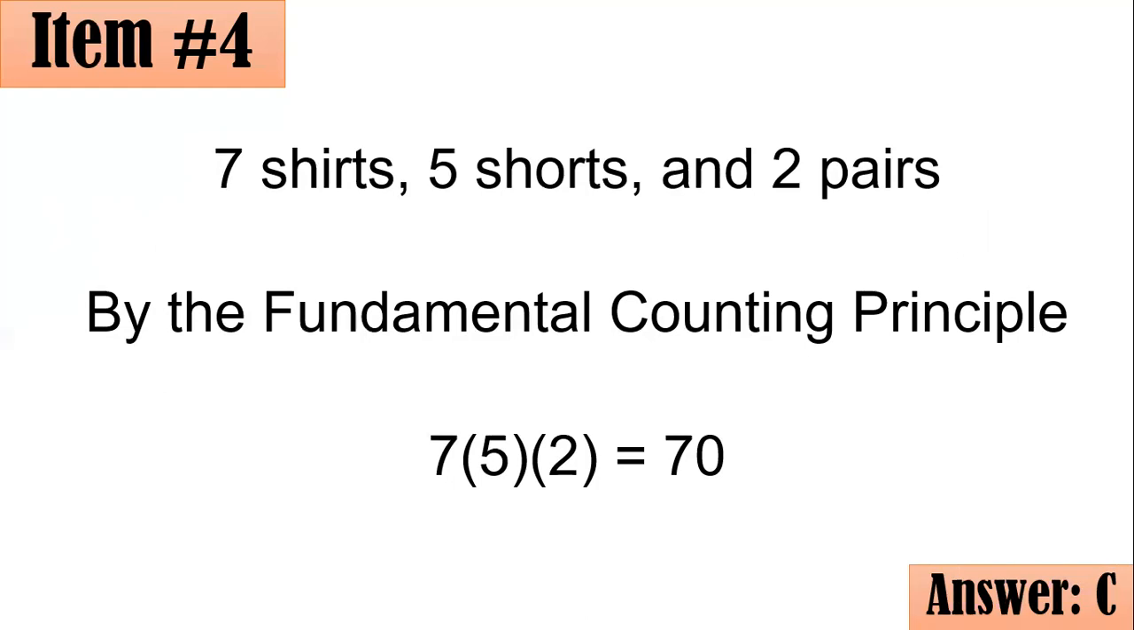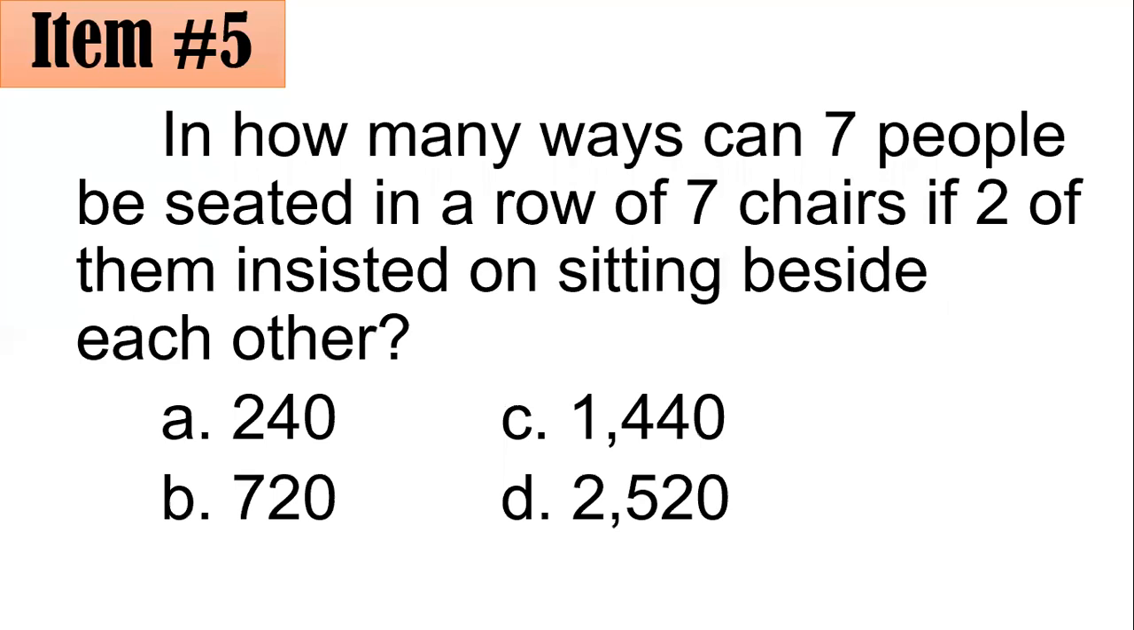Number 5. In how many ways can 7 people be seated in a row of 7 chairs if 2 of them insisted on sitting beside each other? 240, 720, 1440, and 2520. In this case, there are restrictions. We're talking about permutations with restrictions, and that 2 of them should be sitting beside each other.